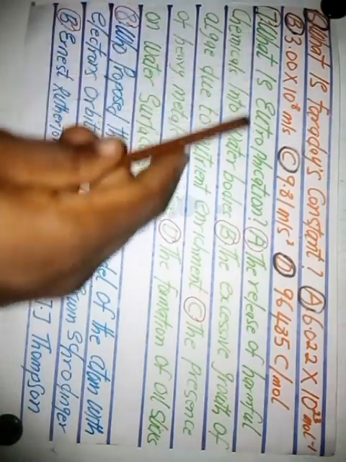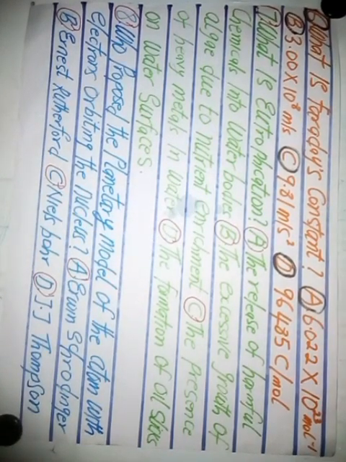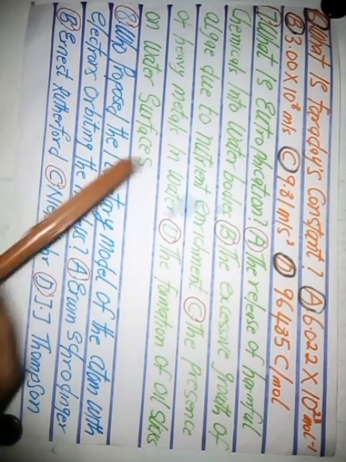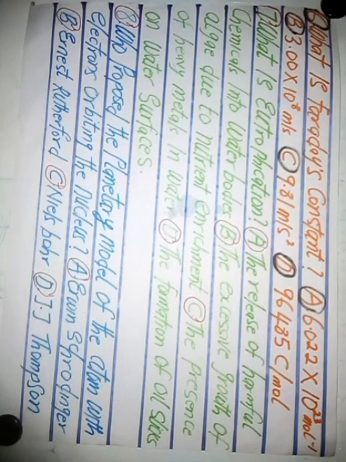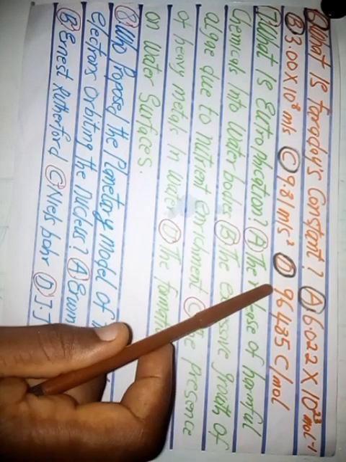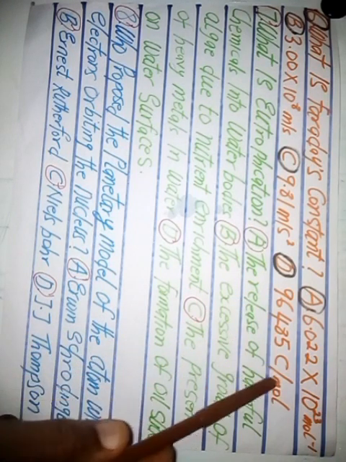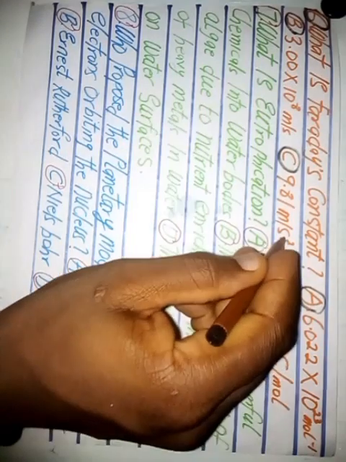Number 6, what is Faraday's constant? So the answer is D. Most questions will say 96500, but that is just an approximation. It's 96485 coulombs per mole. The answer is D.